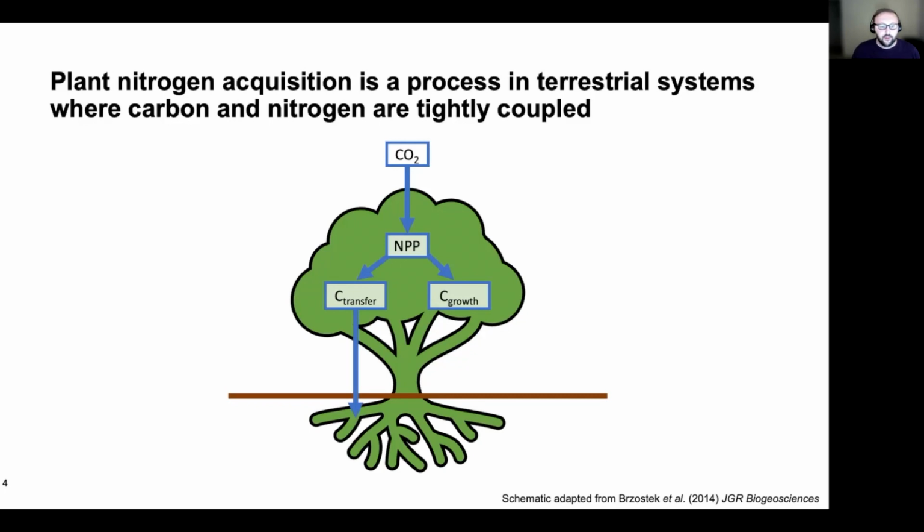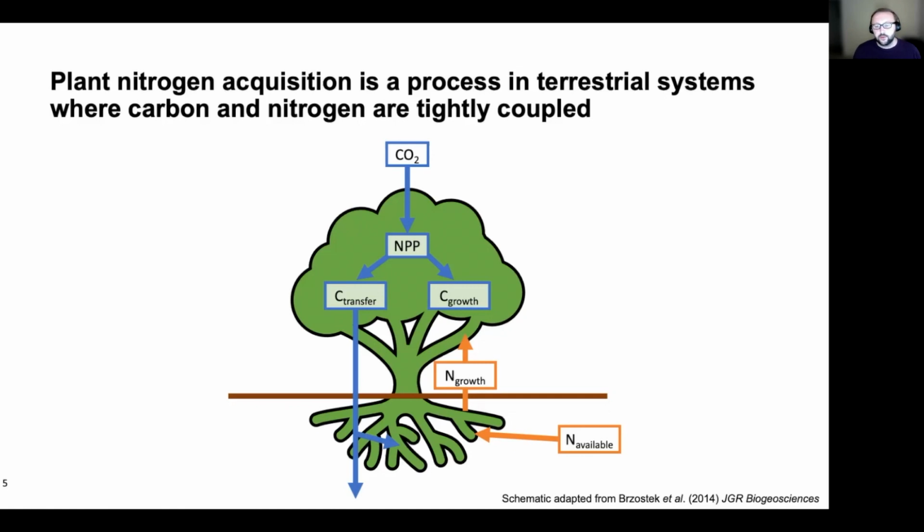First, referenced here as C growth, plants might use carbon to support whole plant growth. This might be through woody tissue production, leaf production and maintenance, or towards storage. Alternatively, noted here as C transfer, plants might use carbon to support soil resource uptake. This can be either through fine root production, root exudation, or carbon exchange with microbial symbionts, such as mycorrhizal fungi or symbiotic nitrogen-fixing bacteria.